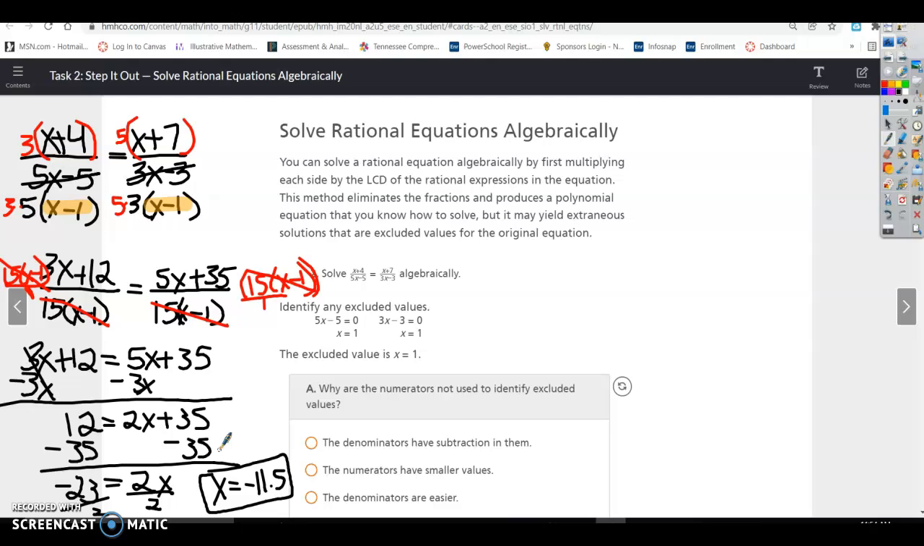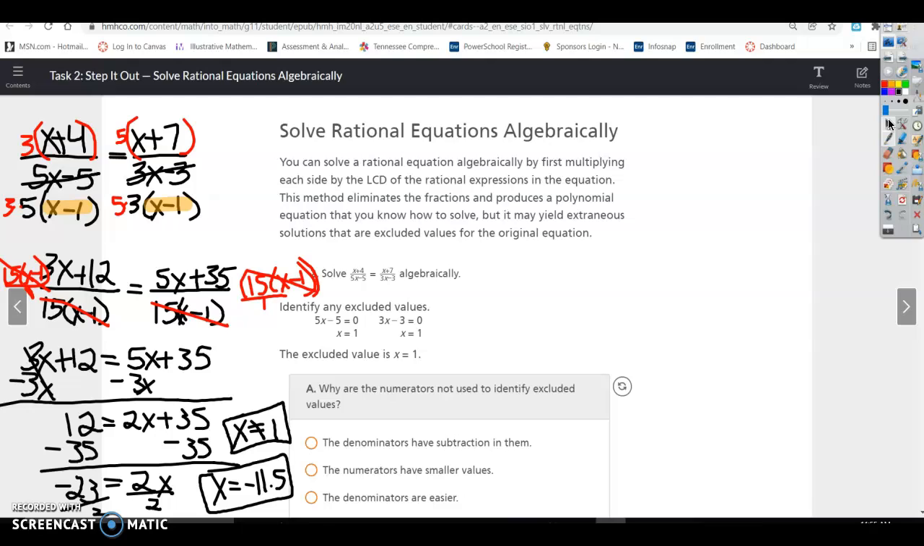Alright, now what were our excluded values? Since my denominator had a variable in it, so x minus 1, the excluded value would have been 1. 1 minus 1 equals 0. The denominator cannot be 0. So we had x not equals 1. So we have an excluded value of 1, and then we have x equals negative 11.5.